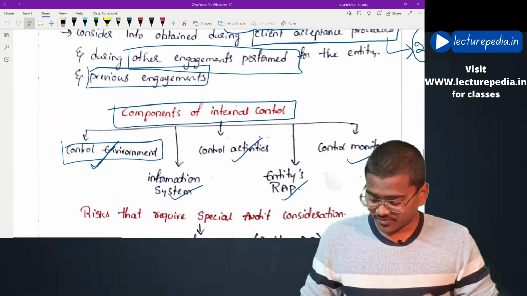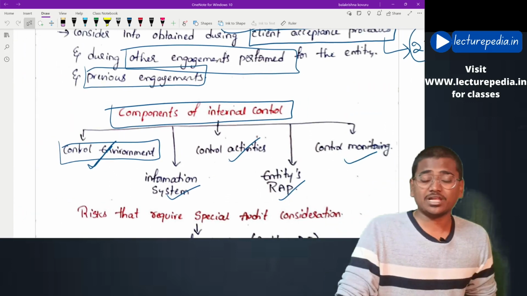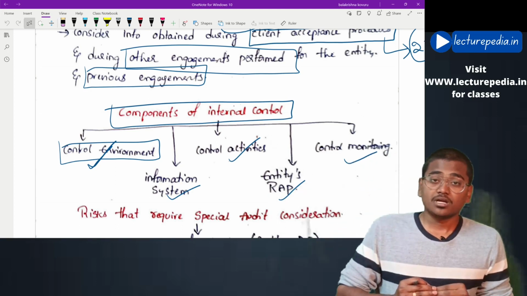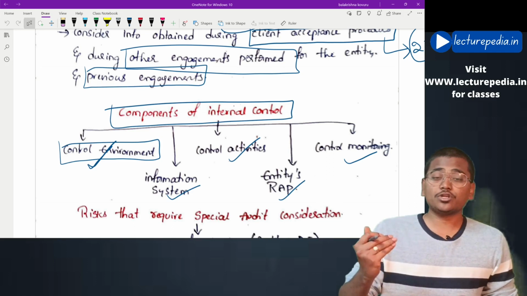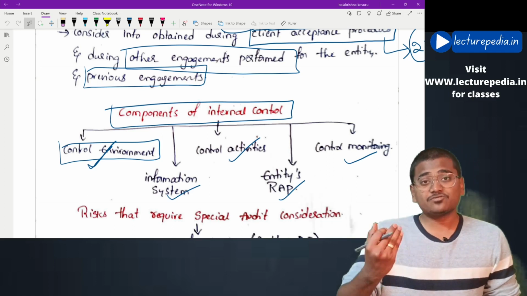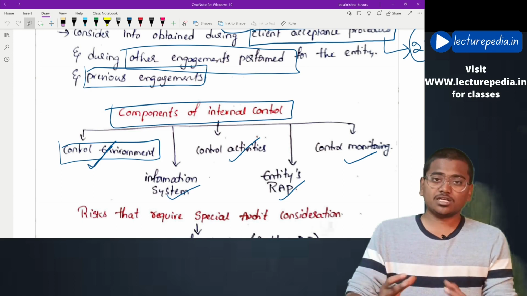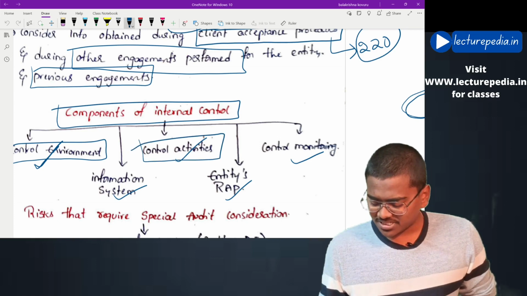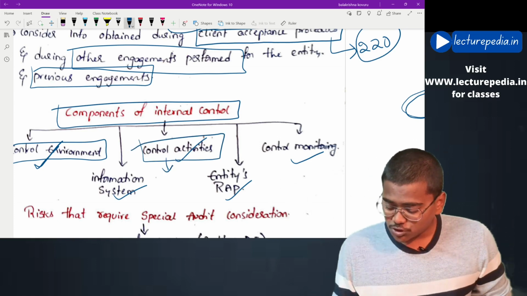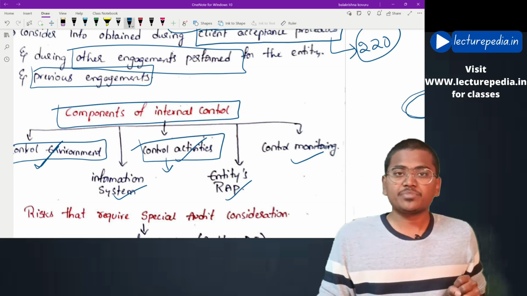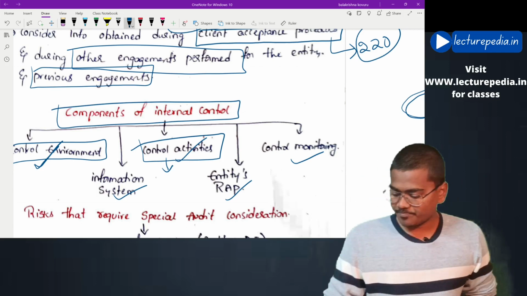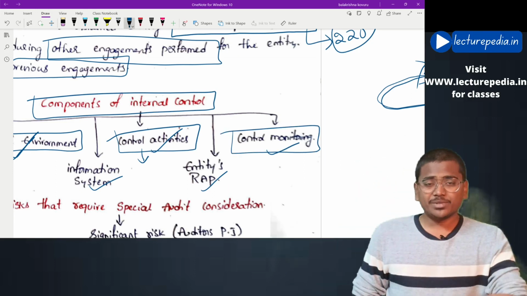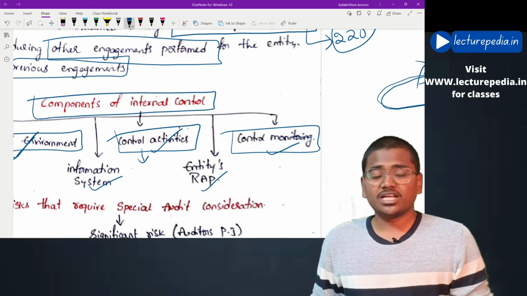In the same way, the auditor will first of all examine whether the environment present in the entity is conducive for successful functioning of the internal controls or not. Next, control activities. Control activities are the actual internal controls that are implemented in the entity. Next, control monitoring. Under this, the auditor will check whether the implemented controls are performing effectively and efficiently or not.